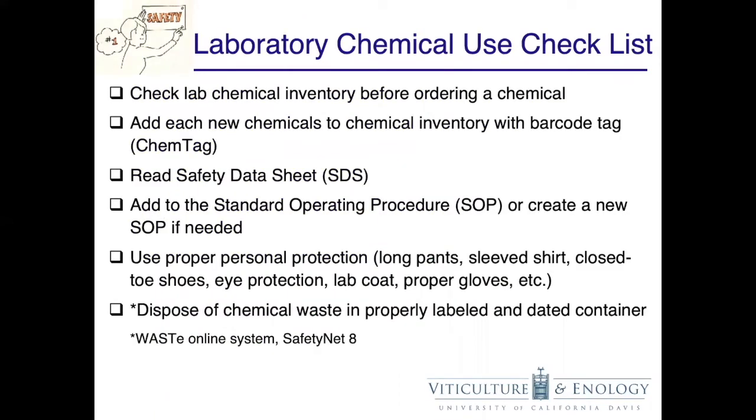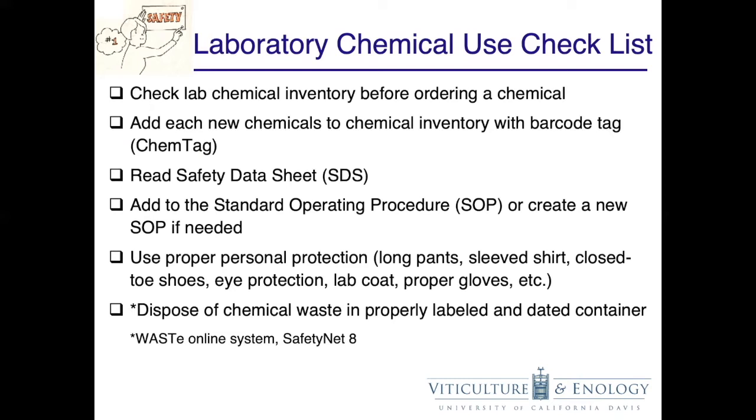So now we will discuss chemical use a bit more. Prior to buying any new chemicals, check your lab's inventory and make sure you don't already have it. Add each new chemical to the chemical inventory system and place a barcoded tag on the chemical. These are called chem tags. You have to enter the barcode manually into the chemical inventory system when you first enter the chemical. However, after that, you can use the barcode scanner to scan the chemicals in your lab to log them into your inventory.